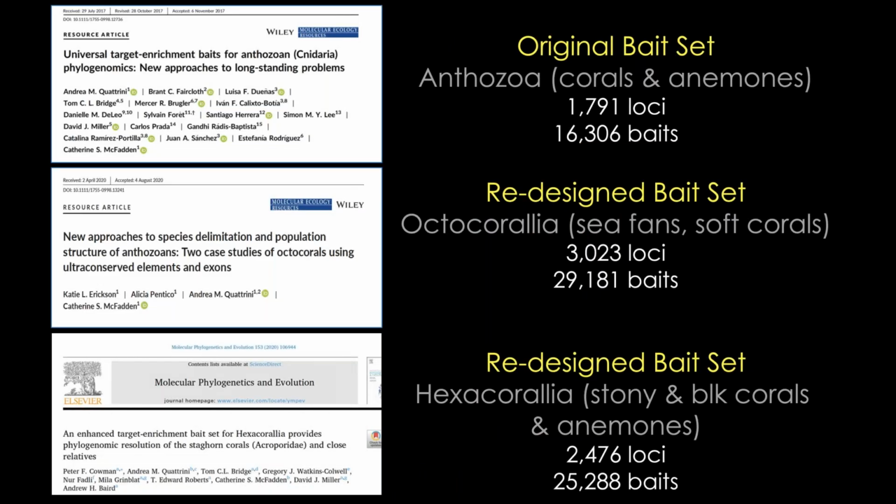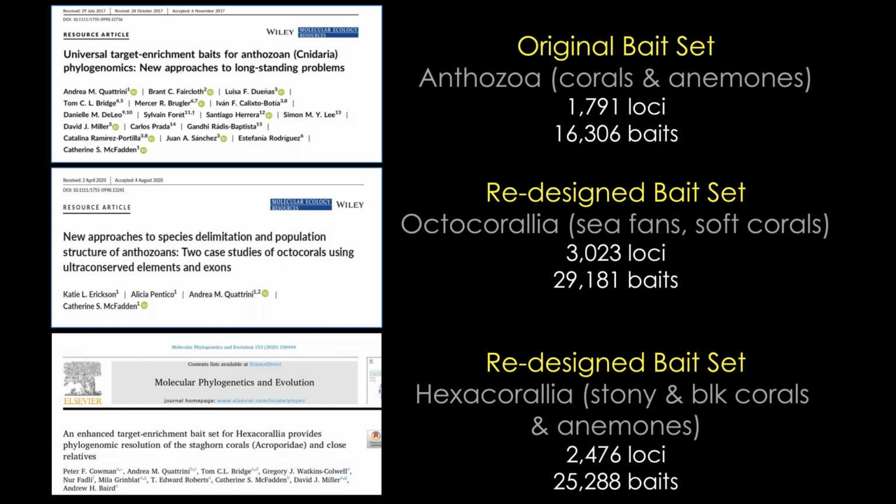As I mentioned, we published this bait set in 2018. This original bait set targeted 1,791 loci across all of Anthozoa. So again, across stony corals, octocorals, sea anemones, black corals, tube anemones, etc. But then we subsequently redesigned these bait sets and published in 2 different papers, a bait set that targets octocorals, so around 3,000 loci, and a bait set that targets hexacorals, and that's around 2,400 loci.